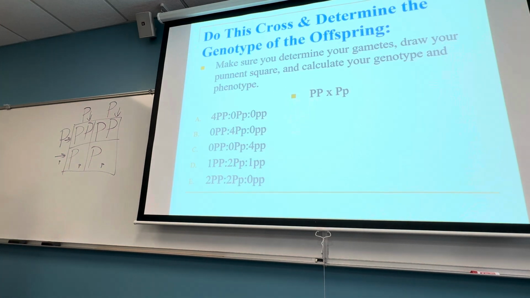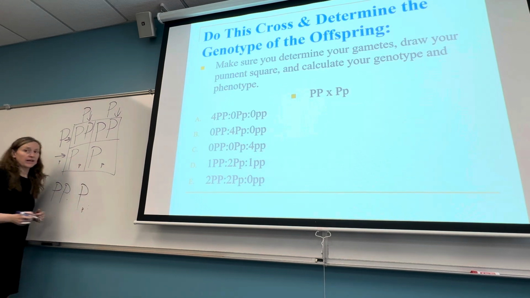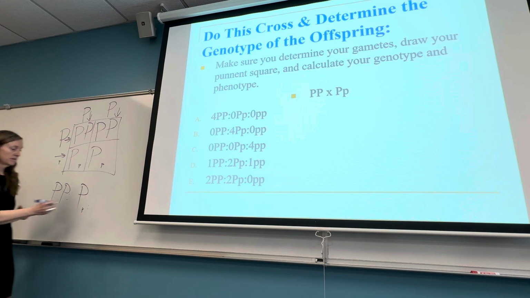Remember that when you are calculating out the genotype and phenotype of the offspring, your genotypic ratio always goes like this. Homozygous dominant, then heterozygous, then homozygous recessive.